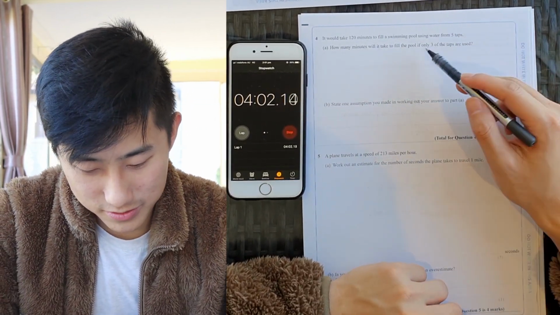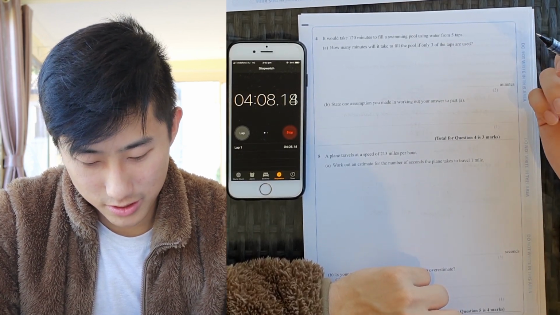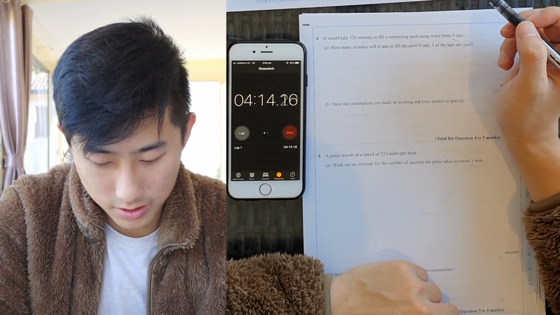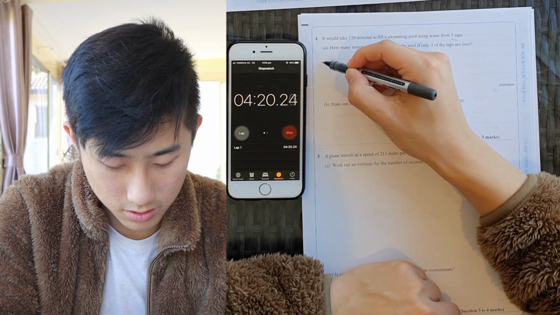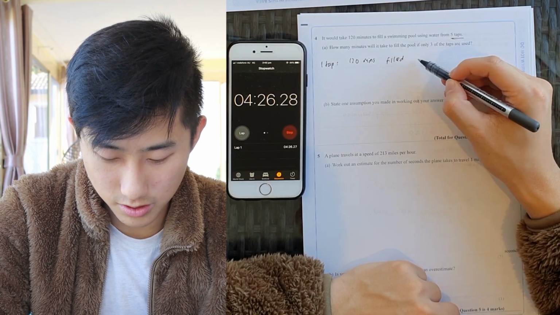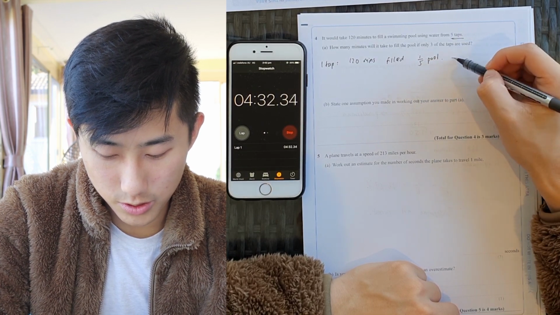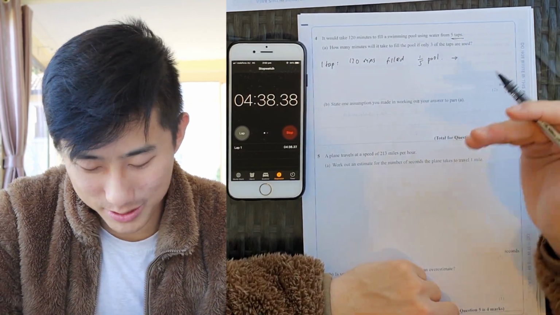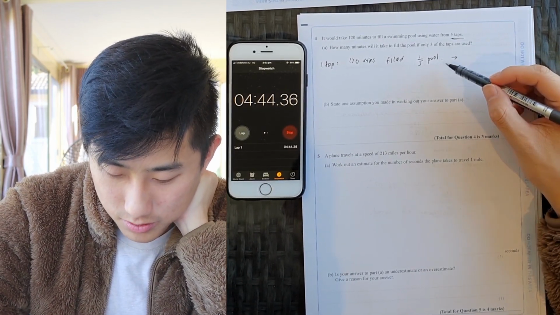It takes 120 minutes to fill a swimming pool using water from 5 taps. How many minutes would it take if only 3 taps are used? So assuming 5 taps equally, 1 tap in 120 minutes would have filled 1/5 of the pool. How do we get it to 3? It's pretty obvious, but I'm just trying to see if I can explain it. 1/5 of the pool.